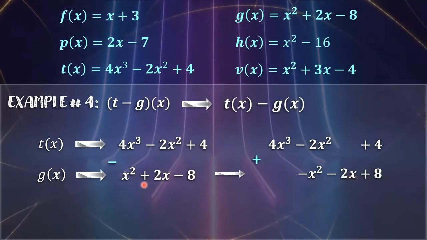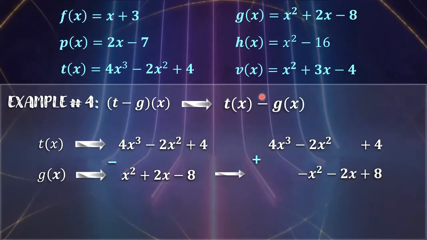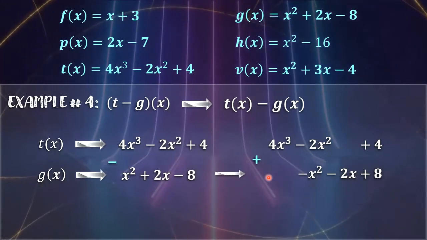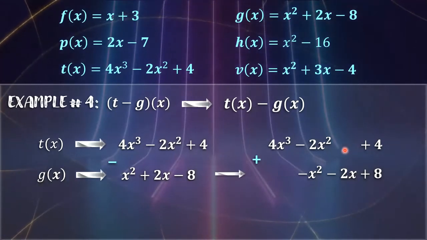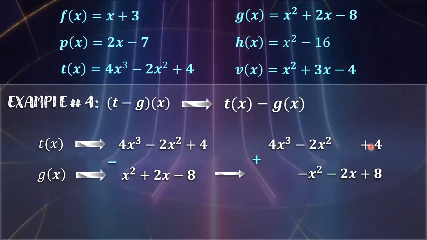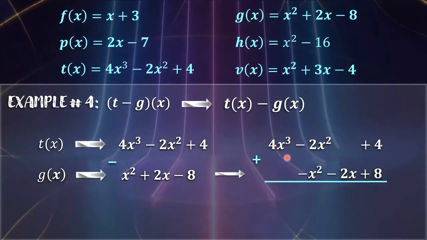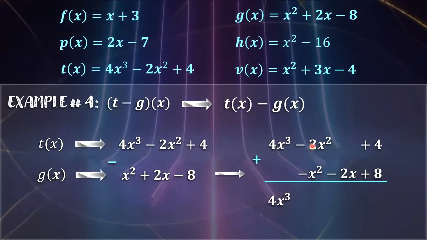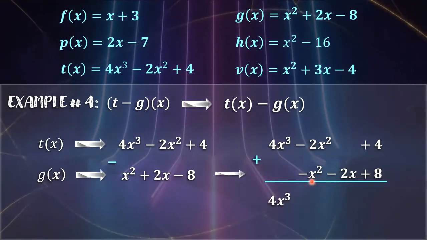Now, we need to take note to input our functions in this format. We need to put a space if a term does not exist. Now, we can combine the two functions. Bring down 4x cubed, negative 2x squared, and negative x squared.